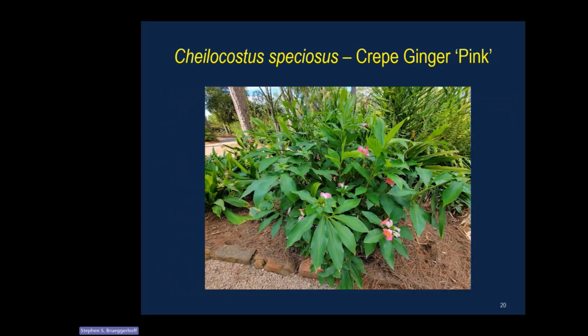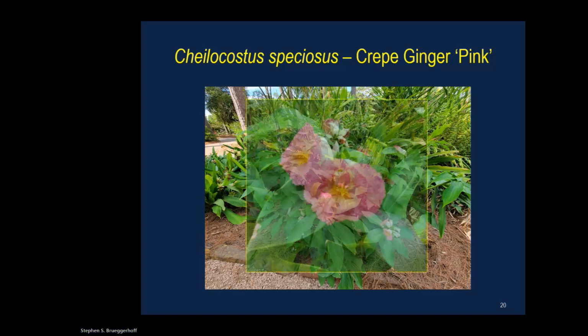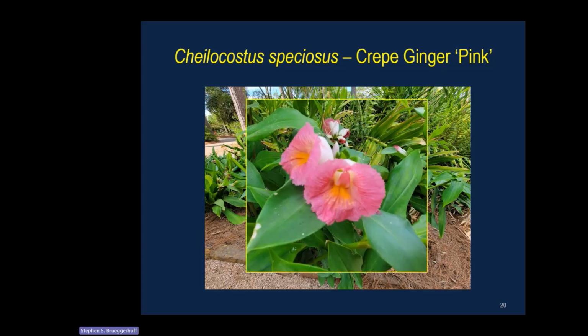Here's an example of a cluster of the pink crepe ginger. Again, same species, different cultivar cultivated from this species, right? Pink form here, the white form that I showed you a few moments ago. Here's what the flower looks like up close. Isn't that outstanding? That's just breathtaking.